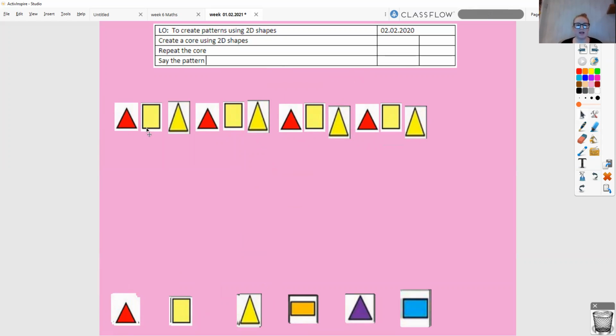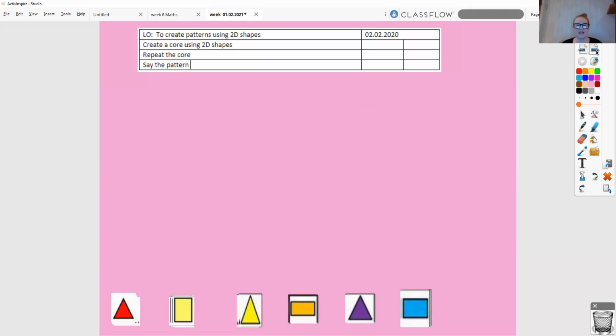So red triangle, yellow square, yellow triangle. Red triangle, yellow square, yellow triangle. Fantastic. Okay, let's try creating a different pattern.